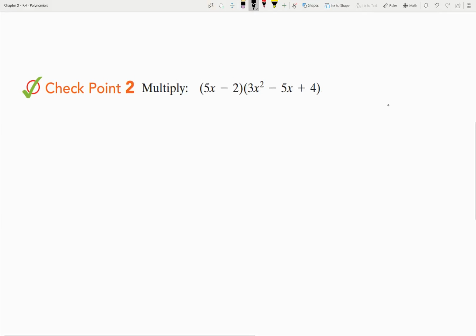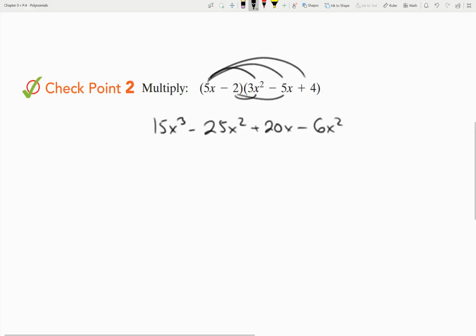Okay, so we start with these two, which gives me 15x to the third minus 25x squared plus 20x minus 6x squared plus 10x minus 8.